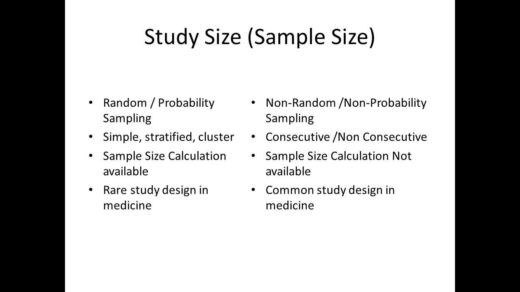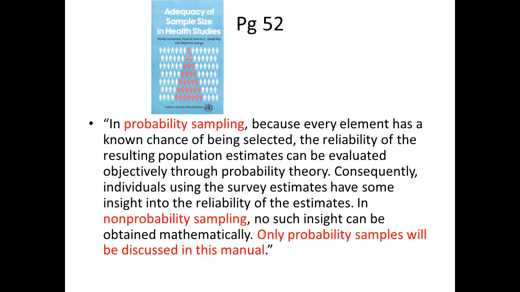Now, sample size calculations are only available for random samples. For non-random sampling, there is no sample size calculation available. Unfortunately, random sampling is quite a rare type of design in medicine, whereas non-random sampling is more common in medicine. Right? Now, this was a book written for WHO in I think 1991 by some very top-notch statisticians.